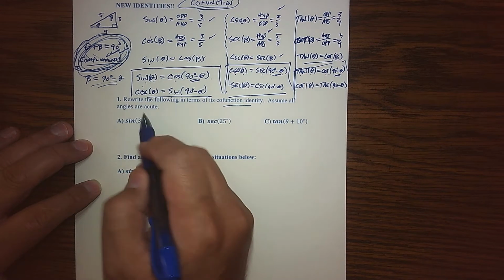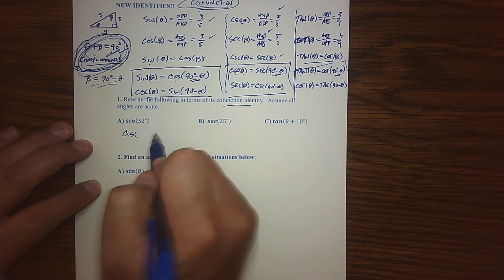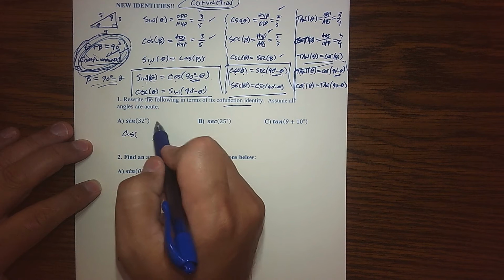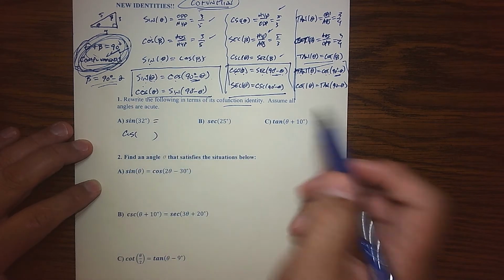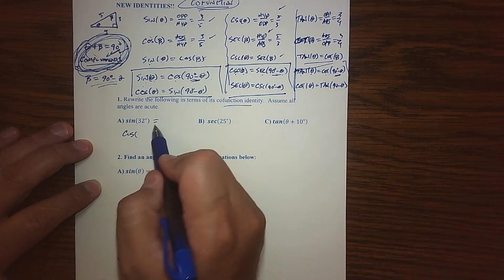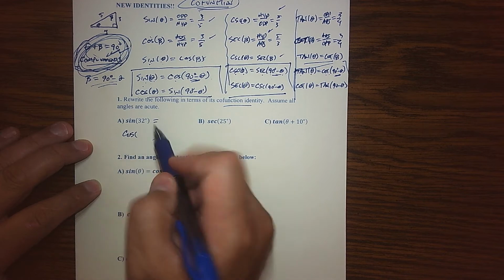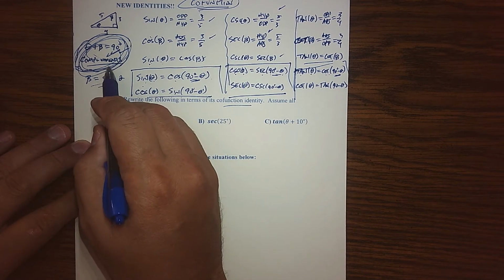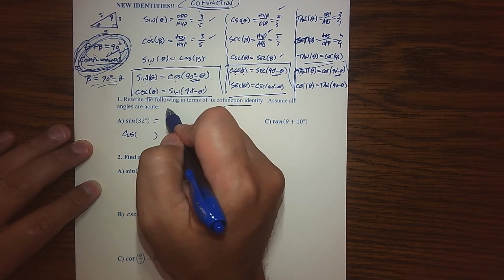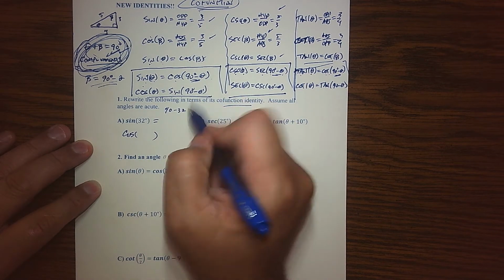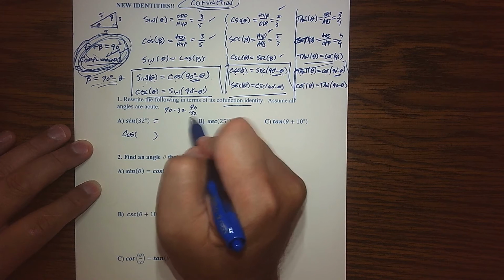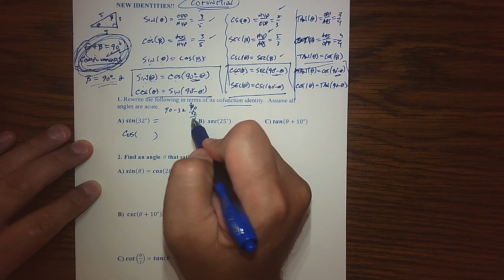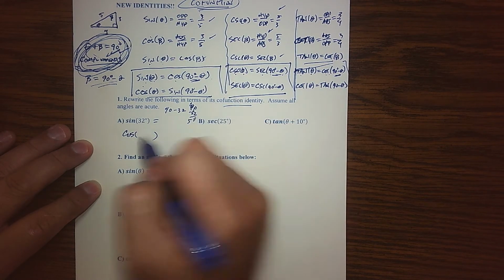So the sine of 32, how do I rewrite that? Well, first of all, I need the cosine. Again, we're talking equality here. So sine of 32 is equal to what? It'll be equal to cosine, and this is where we pull out the fact that we're talking complements. So basically, we're talking 90 minus 32, and doing some borrowing, I think we get 58.